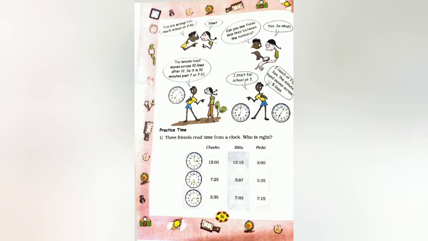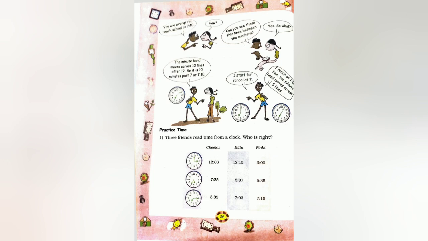Okay. In the second clock, the hour hand is between 5 and 6. So, as I have taught you earlier, we have to consider the earlier number, which is 5. And now the minute hand is on 7. So 5 sevens are 35. So what time is it? It is 5 hours and 35 minutes. So once again, Pinky is right.